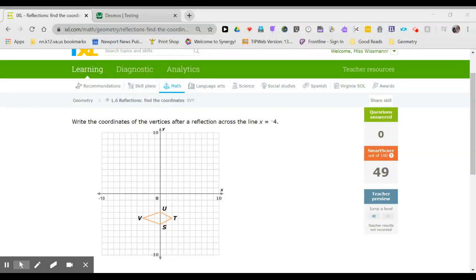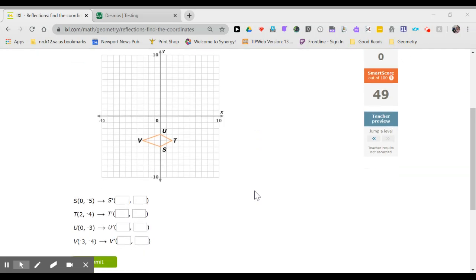Hi everyone, Miss Usman here with a how-to video for IXL Geometry L6. In this IXL, they ask us to find the coordinates for the vertices after a reflection given across a line.